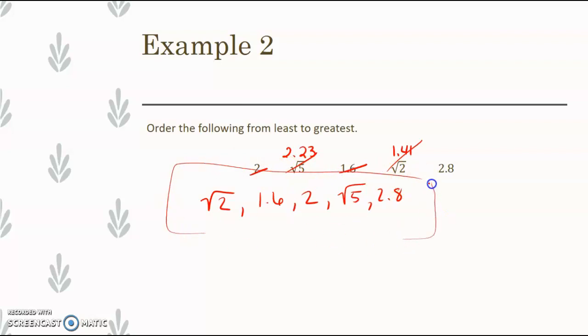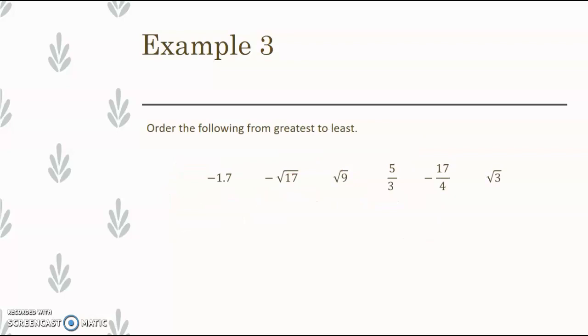So again, first step is to make anything that's not a decimal into a decimal, making it easier to compare, and then order them, in this case, from least to greatest. So let's look at our last example. Order the following from greatest to least. So this is important. We're going to start with the biggest number and go to the smallest.